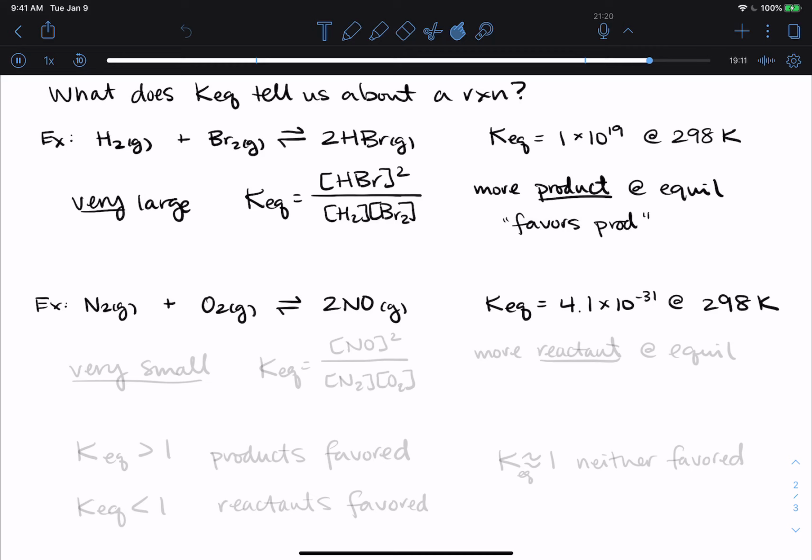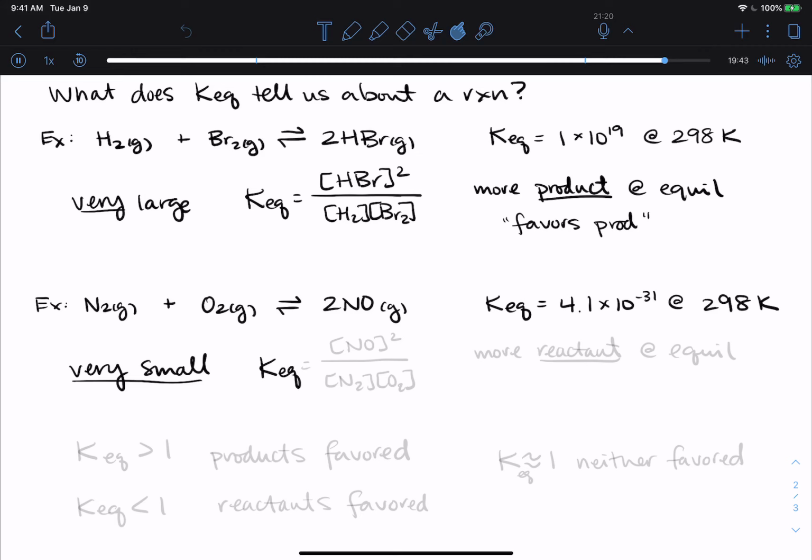So in my second example, which is N2 plus O2 in equilibrium with 2 NO, my equilibrium constant is 4.1 times 10 to the minus 31. That's a very, very small number. So you could probably expect, without doing anything else, that it's the opposite situation of our last example. So, I mean, let's walk through it in the same way.